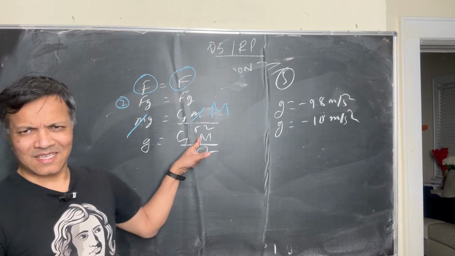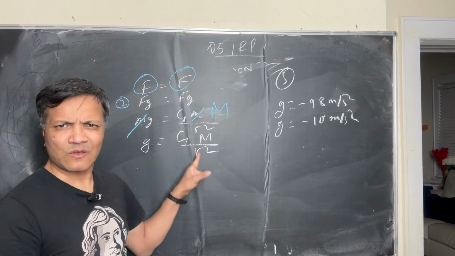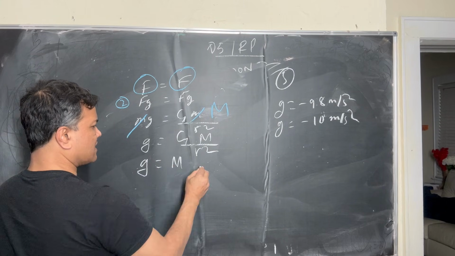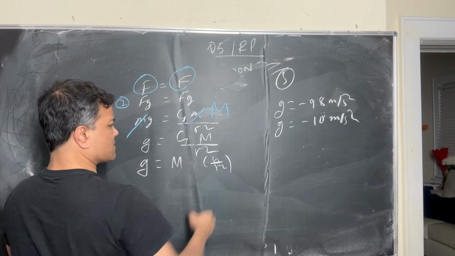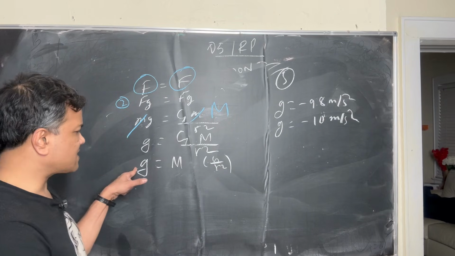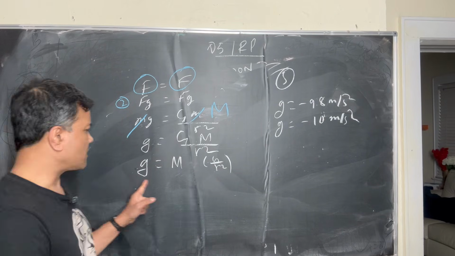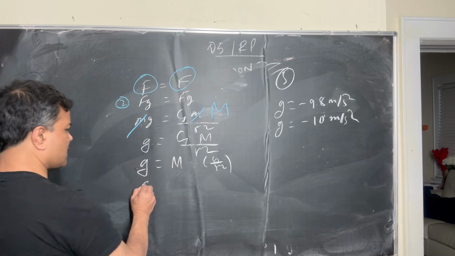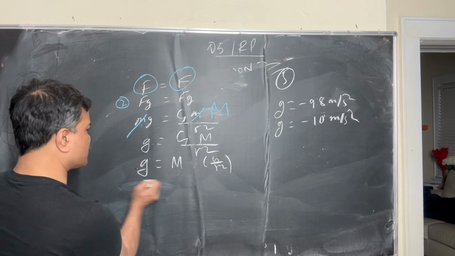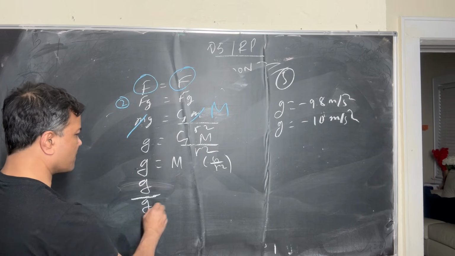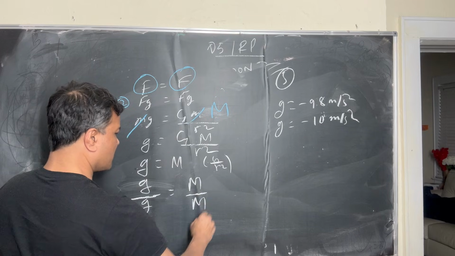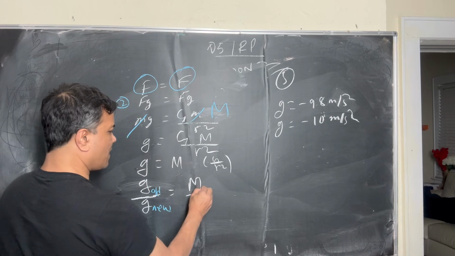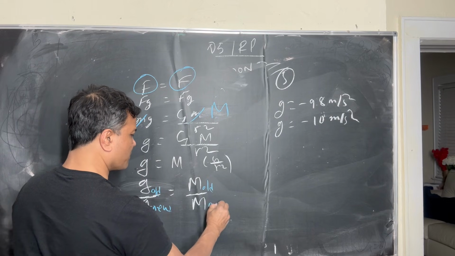Now you want to change the mass, you don't want to change the gravitational constant or radius. So you want to write g is equal to big M, G over R squared, you don't want to change them. Still left hand side is equal to right hand side. Left hand side meter per second square, right hand side meter per second square. So we're going to say g old, g new, M old, M new.